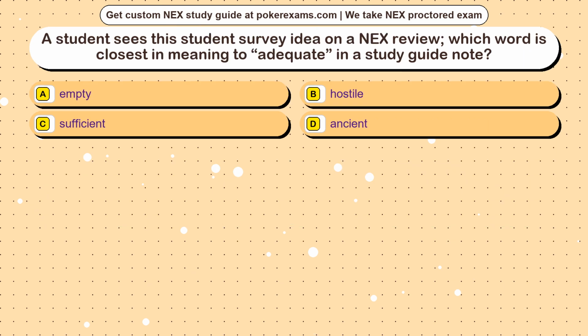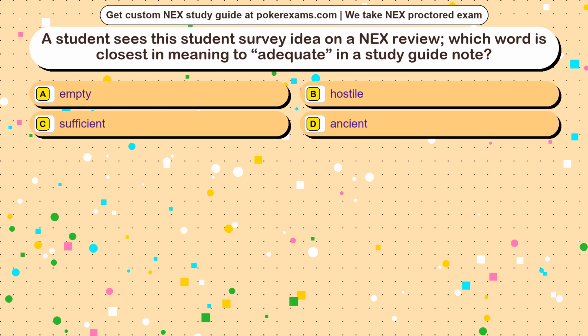Question 10. A student sees the student survey idea on a NEX review. Which word is closest in meaning to adequate in a study guide note? Option A, empty. Option B, hostile. Option C, sufficient. Option D, ancient.